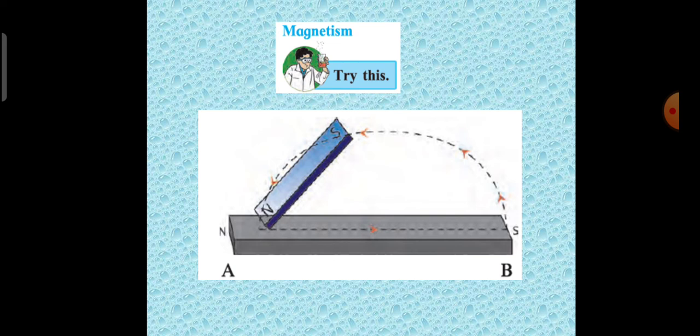So this is the single touch method. You touch only the north pole and you begin from one end to the other. You go on rubbing in the same manner.